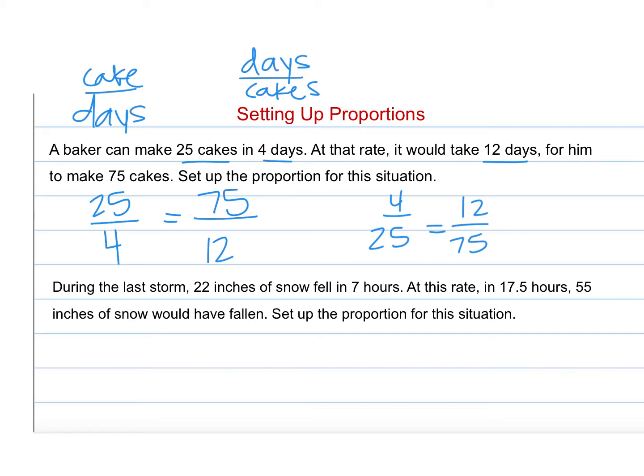The next one: during the last snowstorm, 22 inches of snow fell in 7 hours. At this rate, in 17.5 hours, 55 inches of snow would have fallen. Set up the proportion for the situation. So again, you could put snow on the top or you could put hours on the top. But however you set up one side, the other side has to match it. Because inches came up first, I'm just going to do inches over hours. So then the other side would also need to be inches, the 55 inches, over 17.5 hours. If you had chosen to do hours on the top, then on your second ratio, hours would need to be on the top as well.